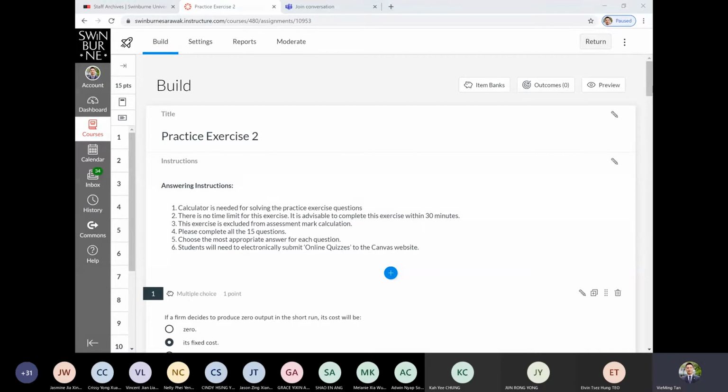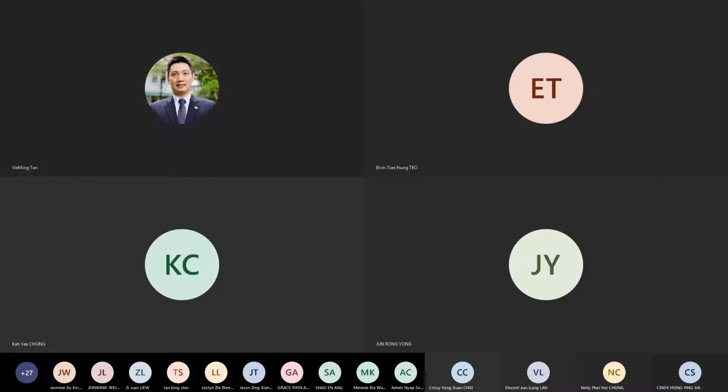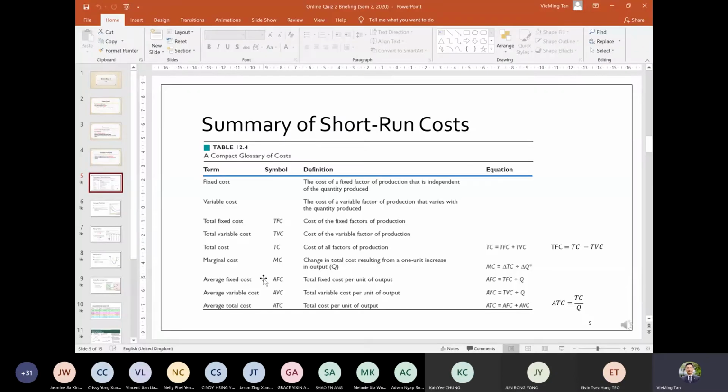If there are no other questions, then you can go through the summary of each chapter. For online quiz 2, here is what you need to focus on in order to score a good result. I'll try to share the screen now for the PowerPoint slides. We start from the production cost. If you want to do a revision, this slide is very important.